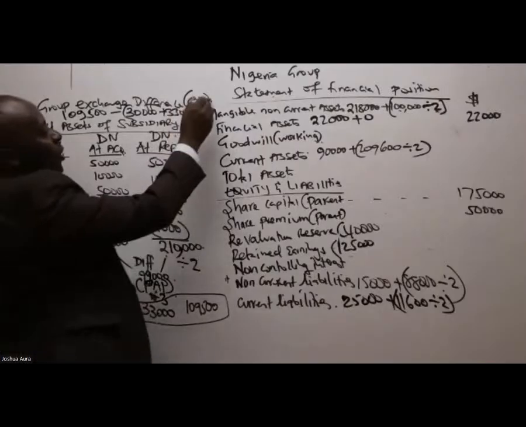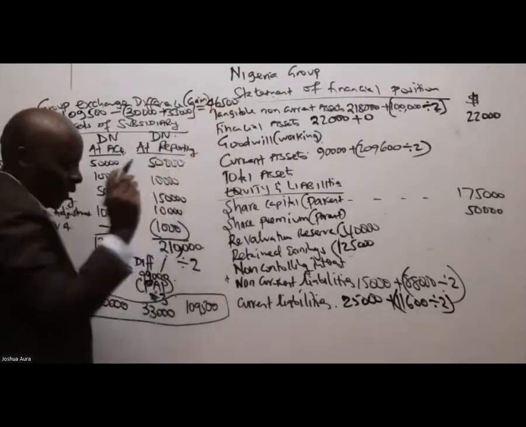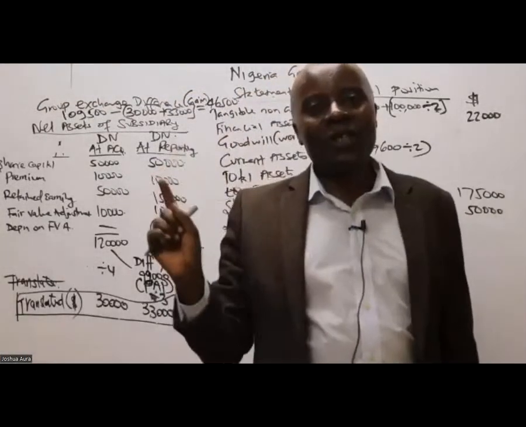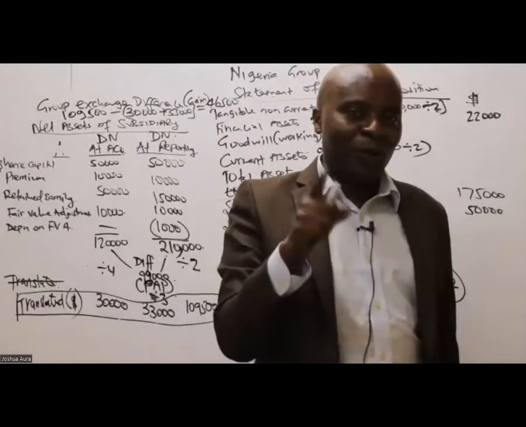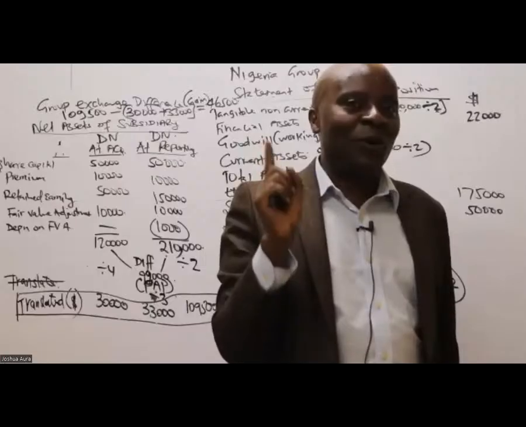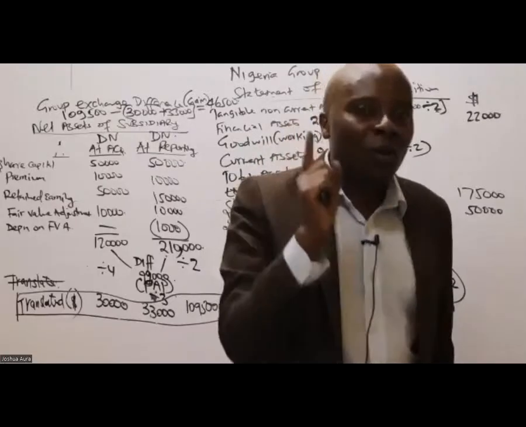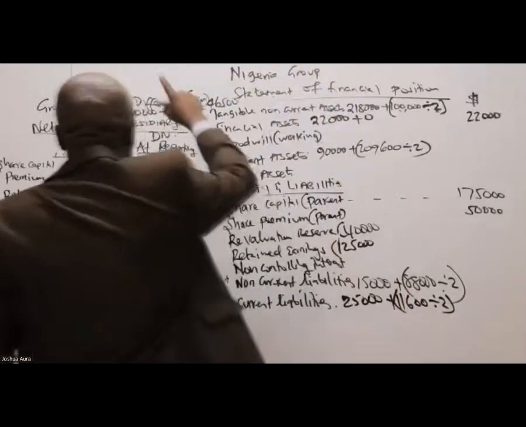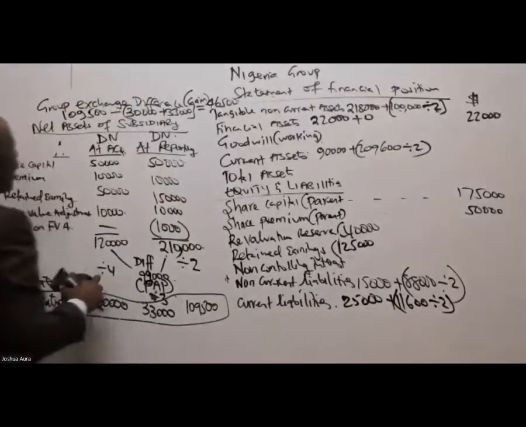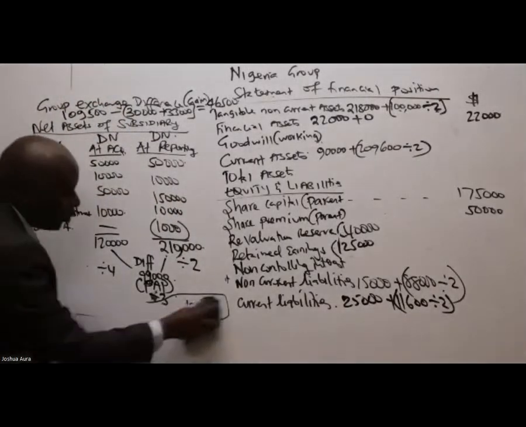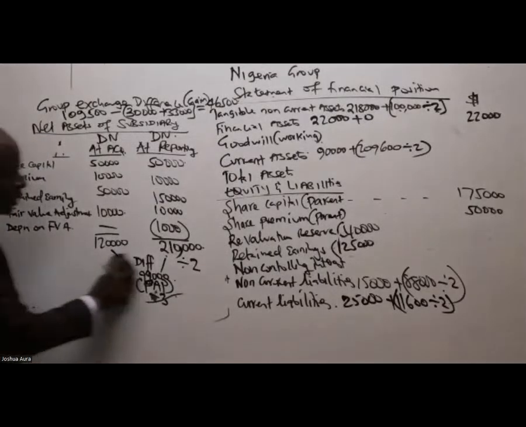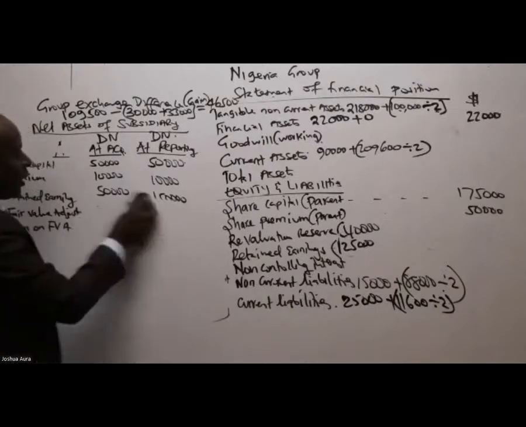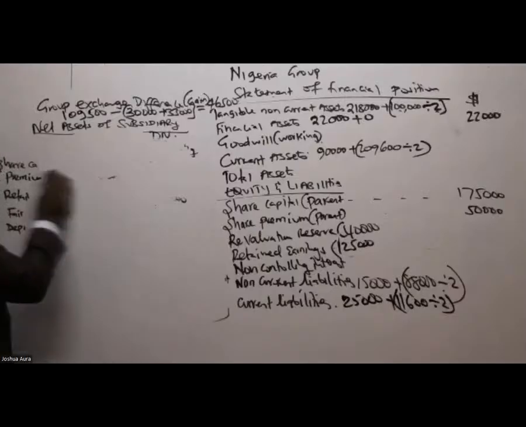46,500. Whenever we have any gain, ladies and gentlemen, remember, you're going to give this out to the two owners. Who owns this subsidiary? It is owned by the parent and the NCI. So please go ahead and share the group exchange difference out.